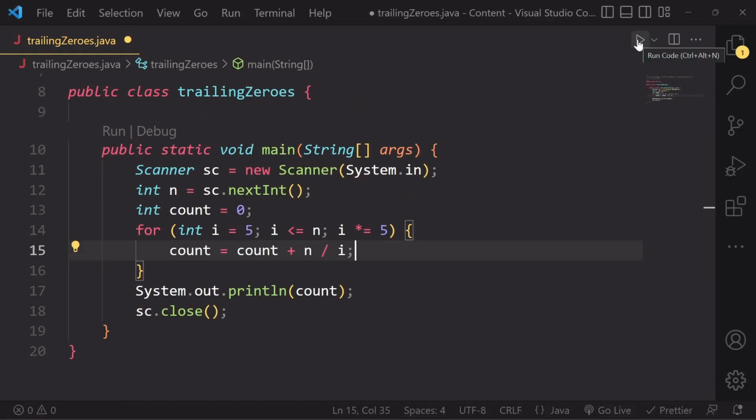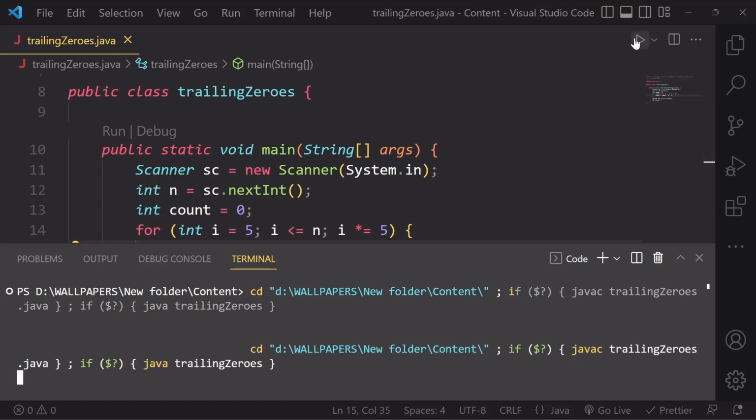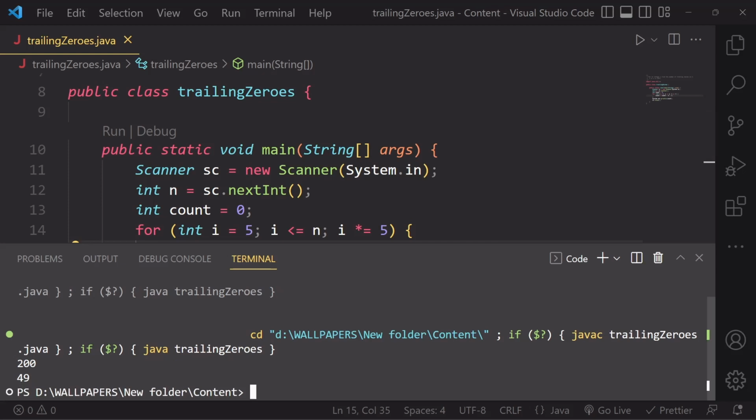Okay, let's run it. Let's say 200. No, let's say 20. What do we get? 4 zeros. Okay, 4 trailing zeros we get. Now again, what are we getting? For 200 we get 49 zeros.